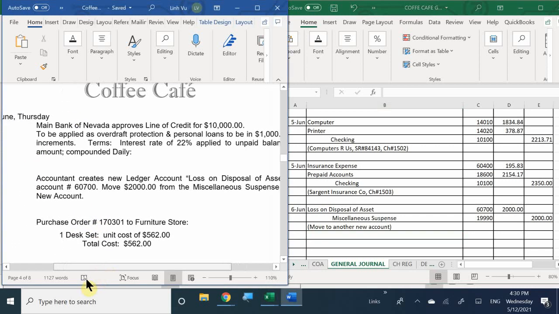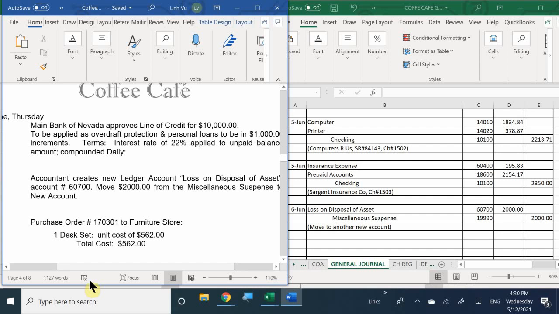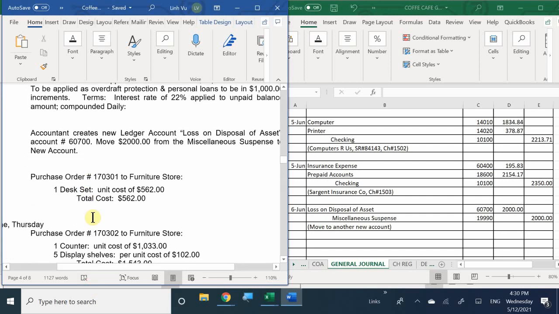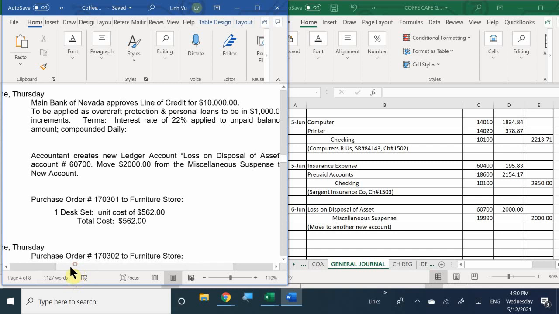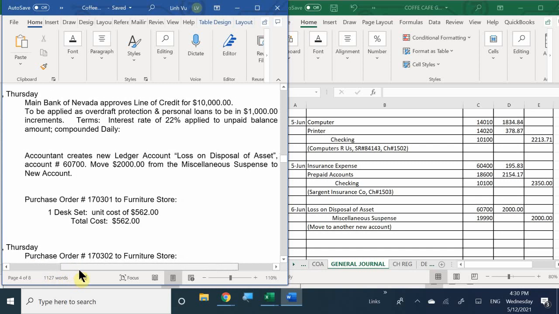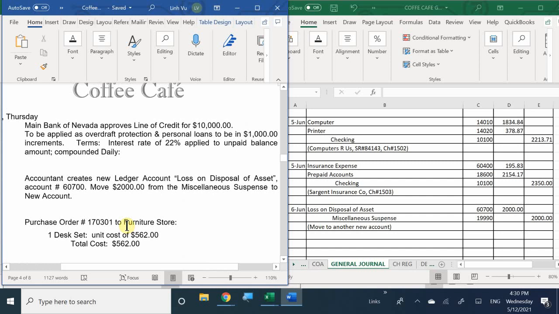So let's take a look at this. We get to make our very first purchase order. Okay, and then we'll continue the rest tomorrow. So let's go ahead. We're going to make our very first purchase order. So let's take a look at what this purchase order entails.